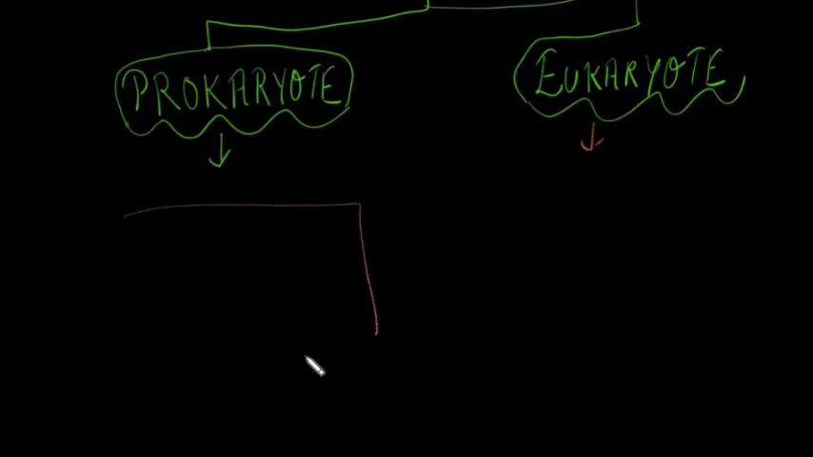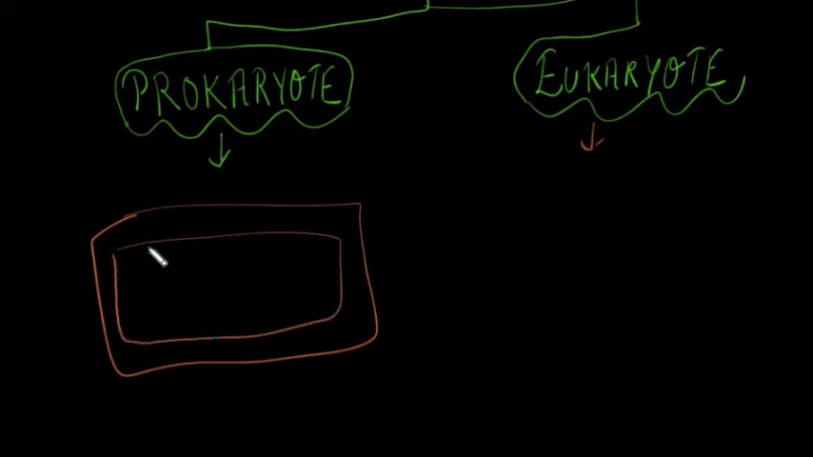So to draw a prokaryote, we draw a cell wall, we draw a cell membrane, but do we draw a nucleus? That is what it makes difference. Prokaryote does not have a nucleus and eukaryotes have a nucleus. This is a very big difference between them.